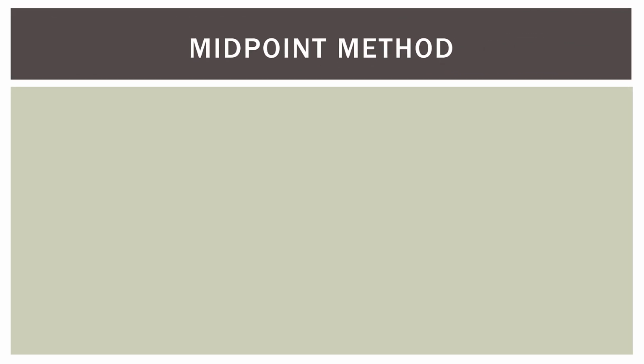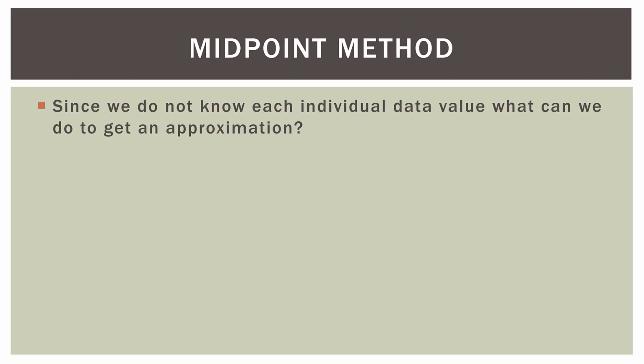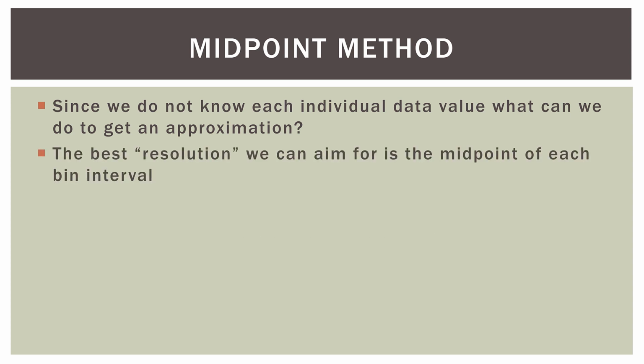So this is called the midpoint method. Since we do not know each individual data value, what can we do to get an approximation? The best resolution, and I mean resolution in the sense of precision or the focus of a camera, the best resolution we can aim for is the midpoint of each bin or group interval. And the midpoint is very easy to find.